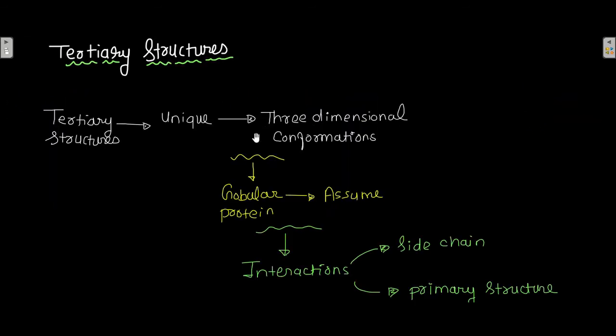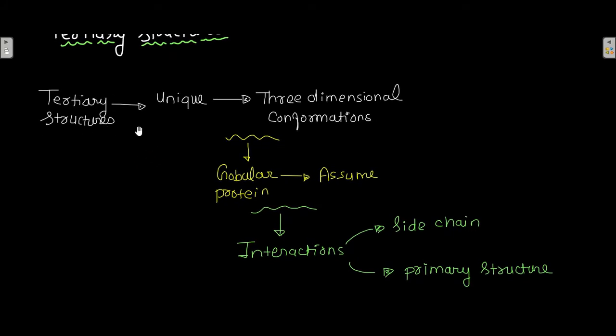Now let's discuss tertiary structures. Tertiary structure refers to the unique 3-dimensional conformation that a globular protein assumes because of the interactions between the side chains and the primary structure. Okay, the reason for this tertiary structure is the interaction between the side chain and the primary structure.